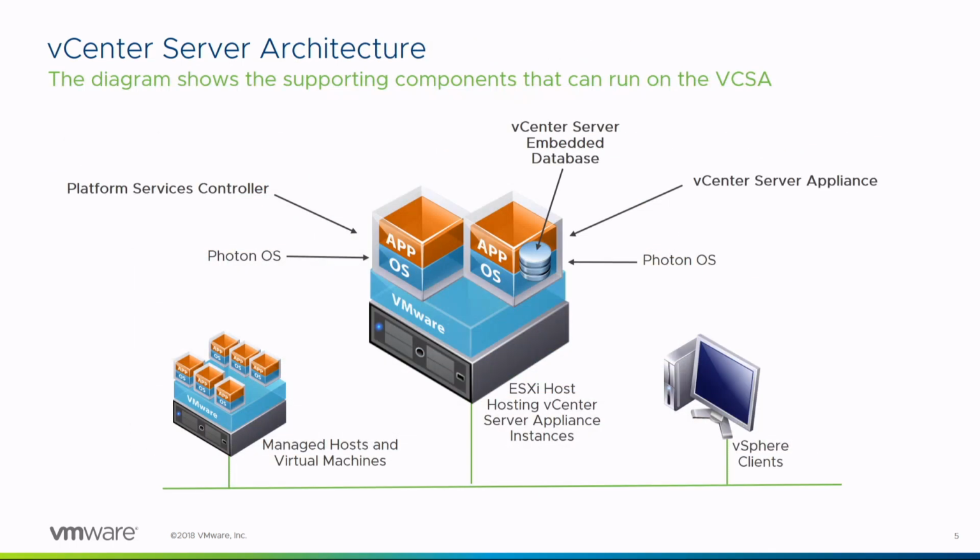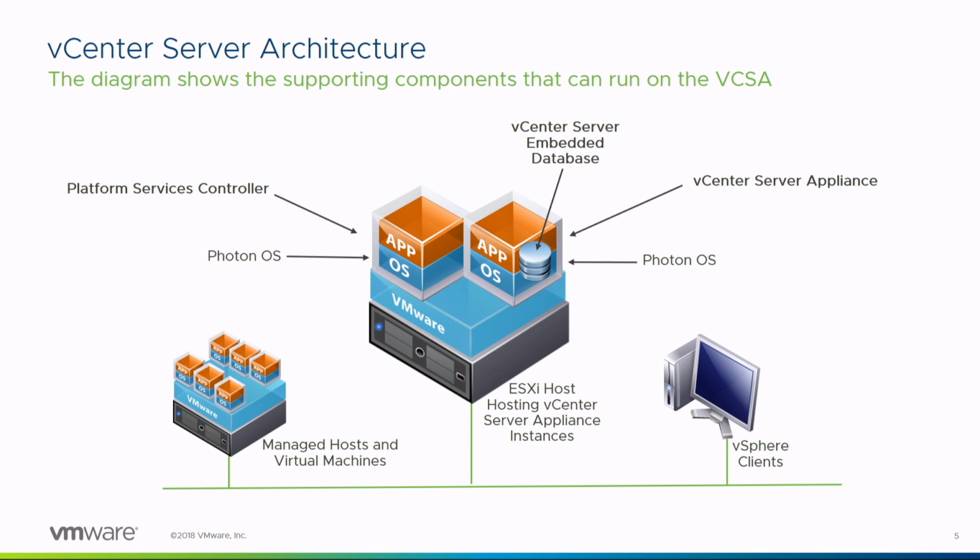This is what it looks like in the big picture. In this case I broke them out into 2 different VMs. We have the platform service controller and the vCenter Server Appliance. We have the database running in the vCenter Server Appliance. And these guys run on Photon OS. Photon OS is a Linux distribution. It's a bespoke Linux distribution that was created and maintained by VMware. It's extremely performant, extremely reliable, and extremely stripped down.